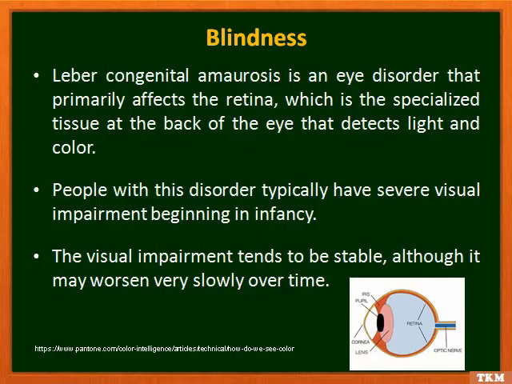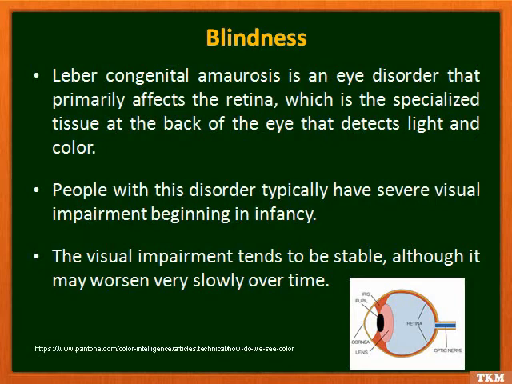The next disease is blindness. Leber congenital amaurosis is an eye disorder that primarily affects the retina, which is a specialized tissue at the back of the eye that detects light and color. So people with this disorder typically have severe visual impairment beginning in infancy. The visual impairment tends to be stable, although it may worsen very slowly over time.